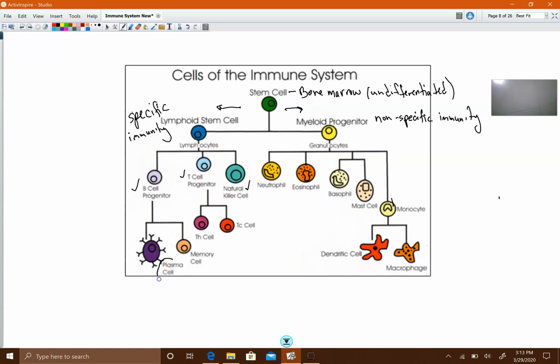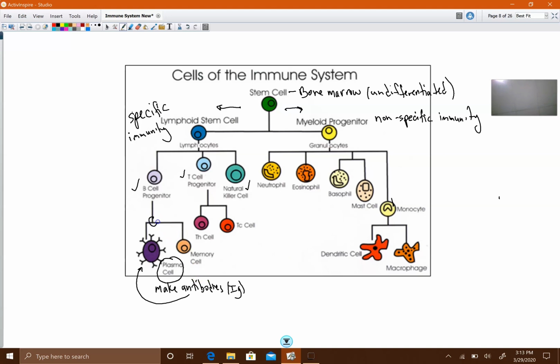If you notice down here, we have our plasma cells. These plasma cells are the ones that make antibodies, or, as we said before, immunoglobulins, Ig. And you can see those antibodies are sitting on the surface of that plasma cell. Plasma cells have to learn what antibodies to make based on what is attacking you, what pathogens are involved.